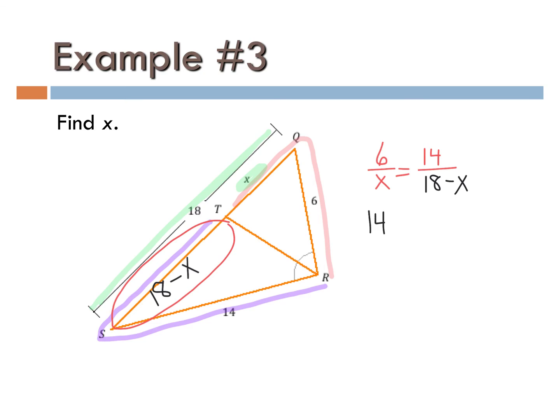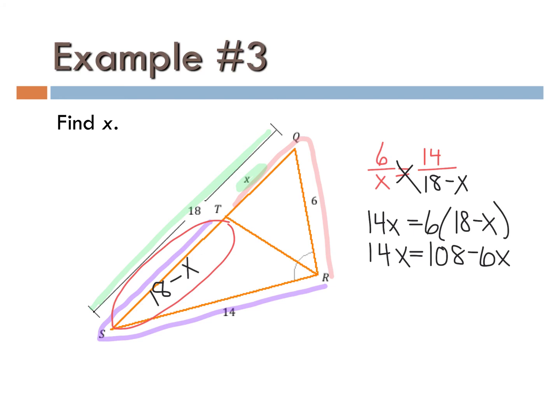Okay, so let's cross multiply. 14x is going to equal 6 times the entire denominator of 18 minus x. Don't just do 6 times 18. You have to do 6 times that entire denominator. So I will get 14x equals 108 minus 6x.